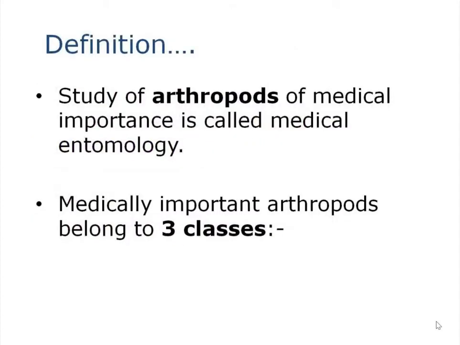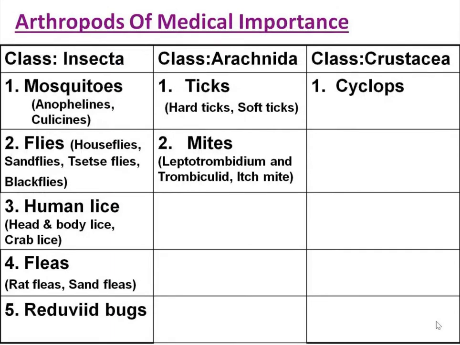So coming to the definition of medical entomology. It is the study of arthropods of medical importance. It means that we study the arthropods which are medically important to humans, which cause or transmit disease to humans. Only those arthropods come under medical entomology. Importantly, these are classified into 3 types. Basically we have 3 different types of arthropods of medical importance.